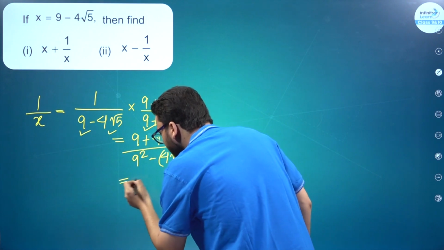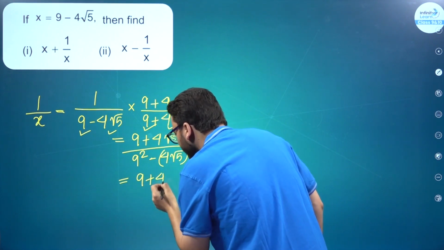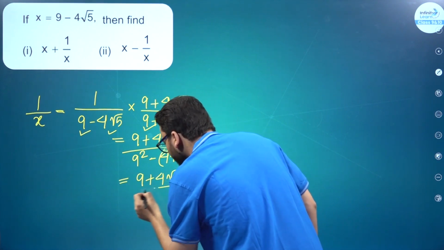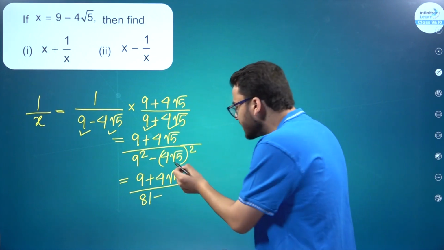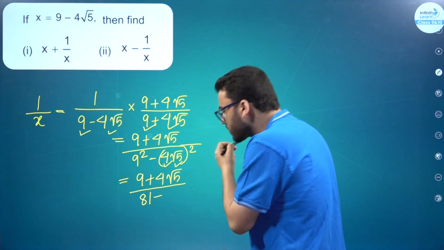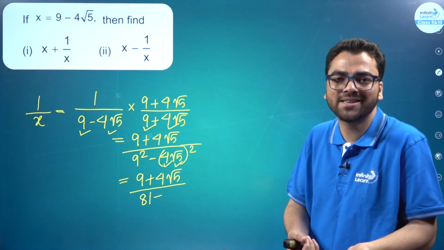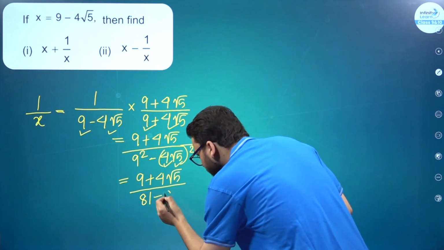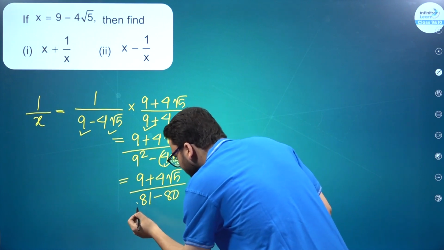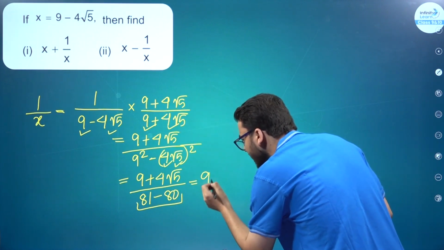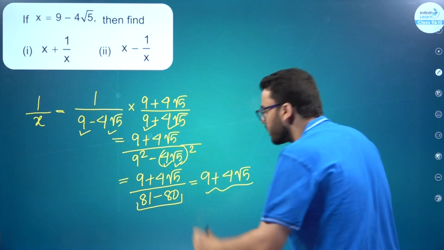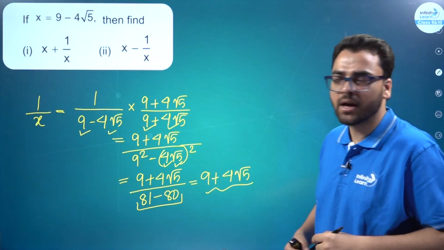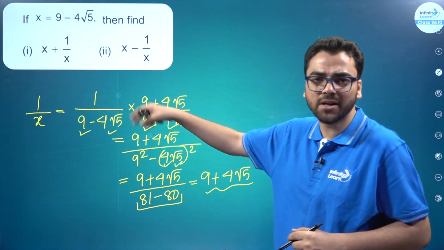So that is going to be 9 plus 4 root 5. And in the denominator, that is 81 minus 4 square is 16, root 5 square is 5. So that is 16, 5s are 80. So that is going to be 80 over here. So there is nothing but 1 in the denominator, which is 9 plus 4 root 5. So 1 by x is equal to 9 plus 4 root 5. Now we have to find the value of x plus 1 by x.